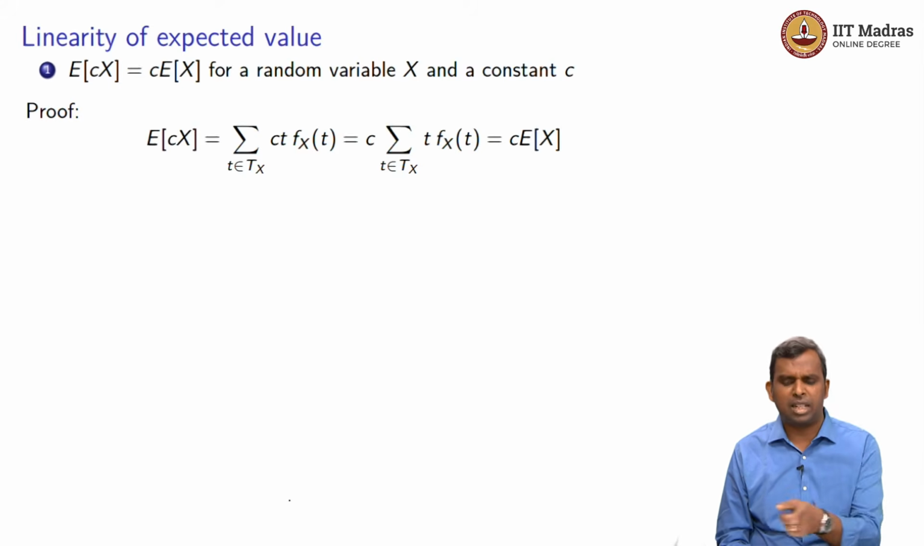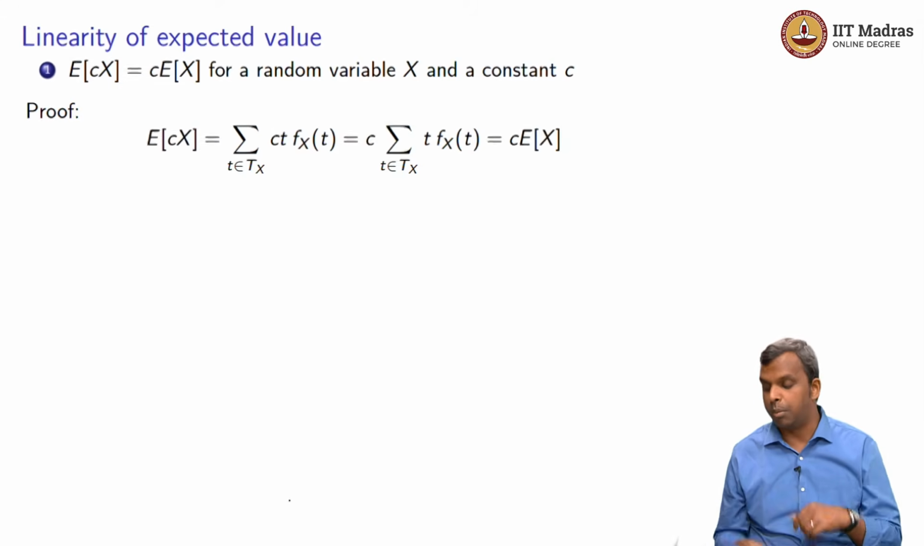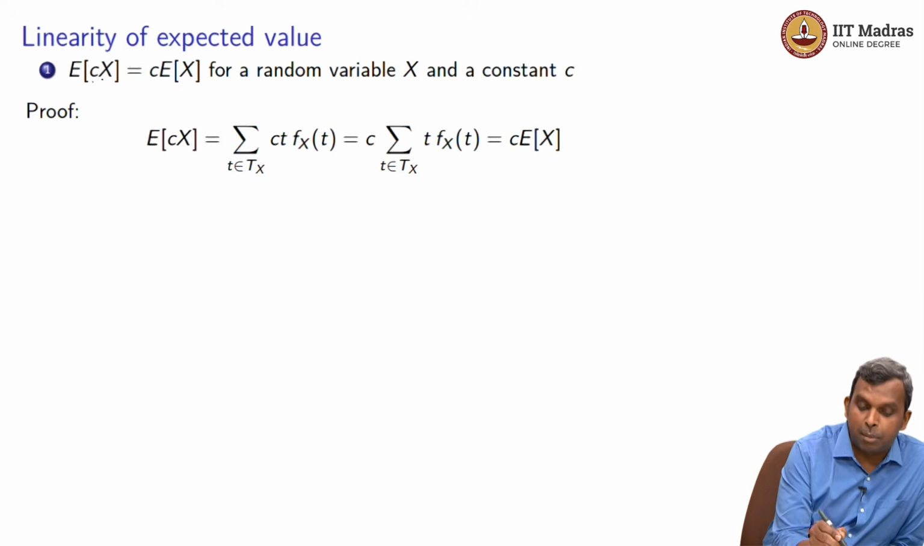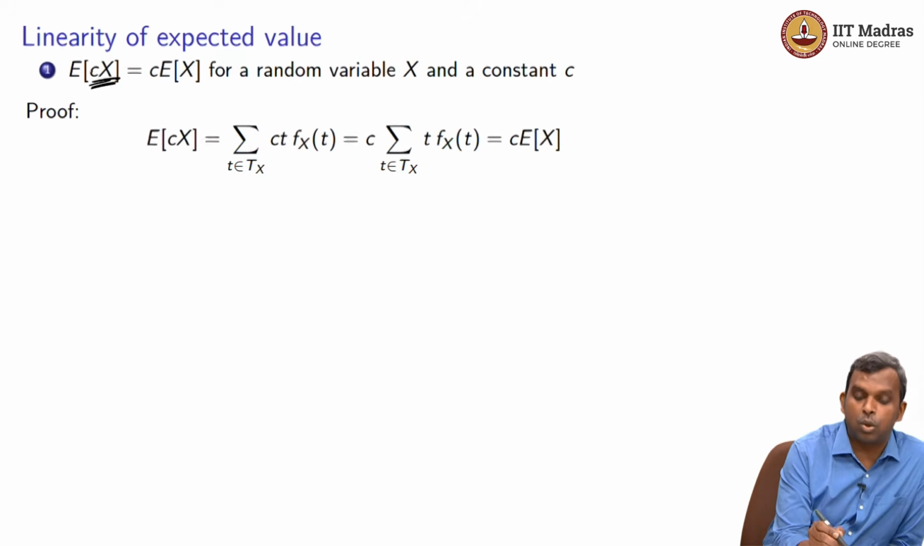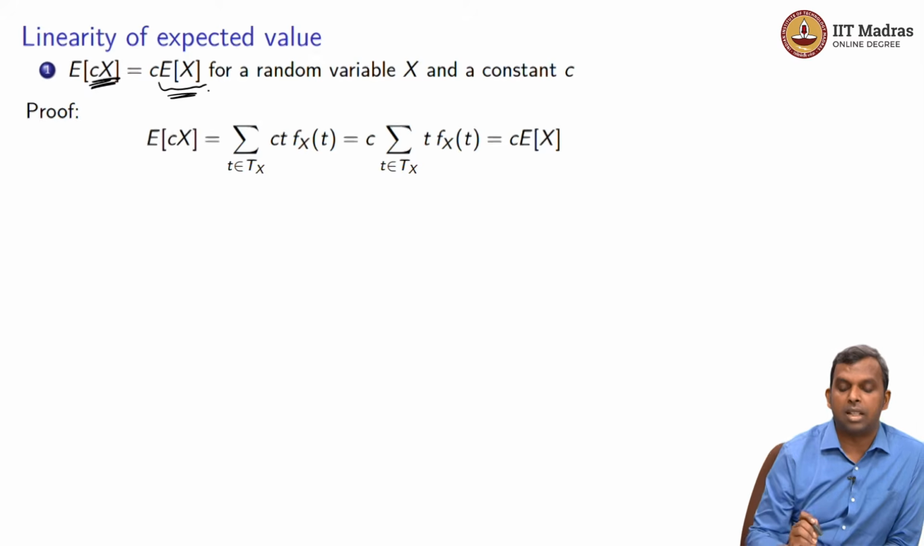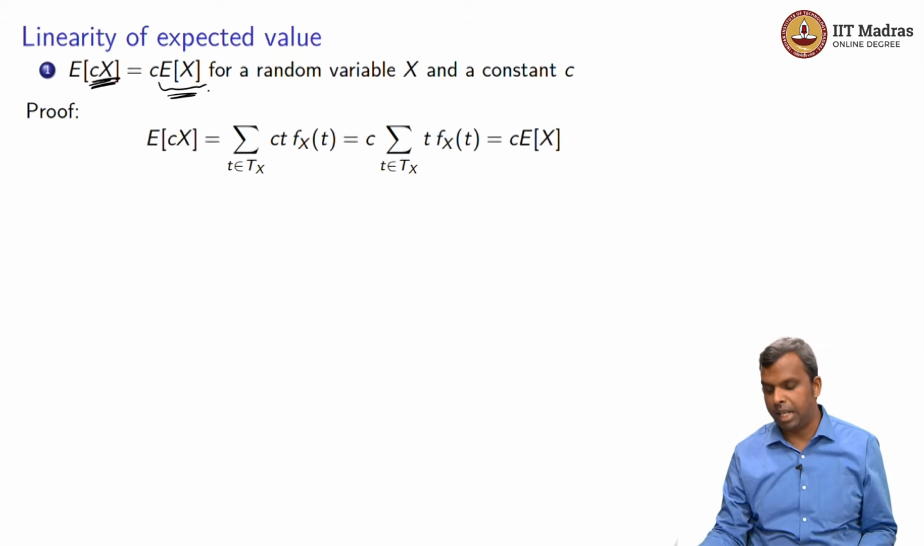Okay, the proof is actually quite simple. It's written down here. I don't want to go through it, but this is an important property to know. So if you have a random variable multiplied by a constant, okay, so 2x, 3x, 4x, 100x, whatever, you can take that constant out and simply take expected value only for that random variable. Okay, so that's the first property in the linearity.